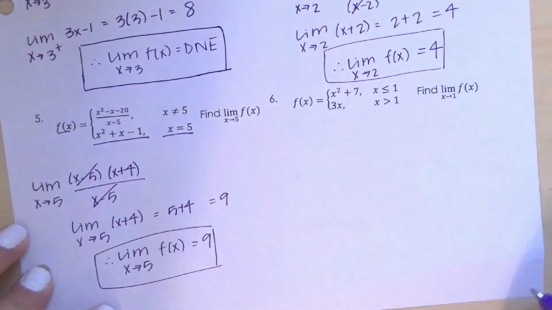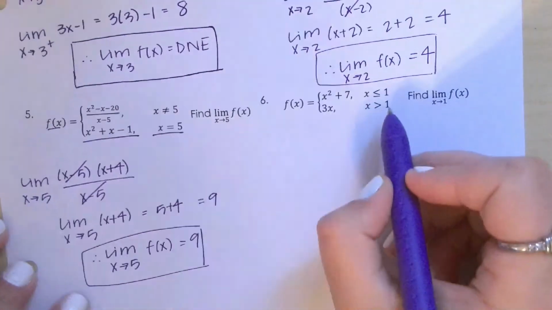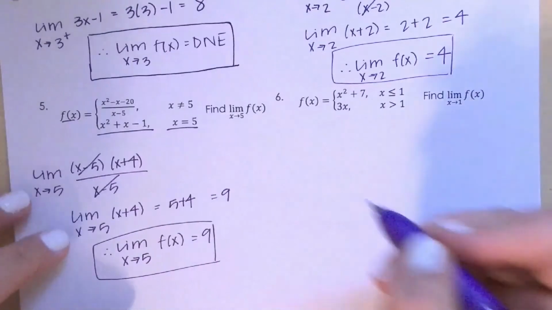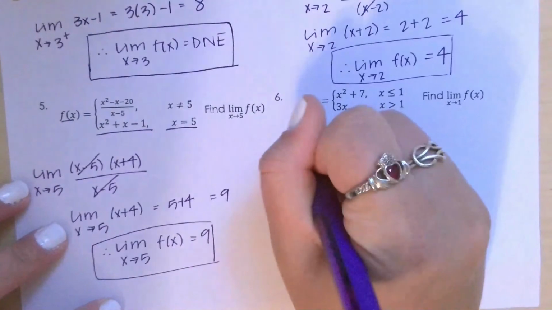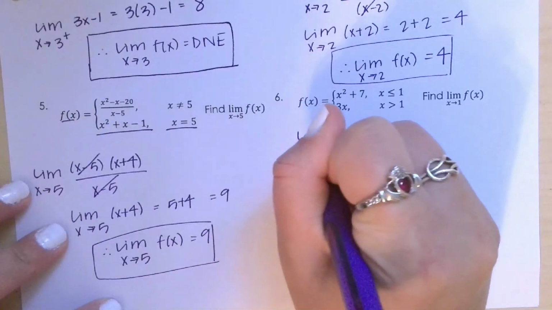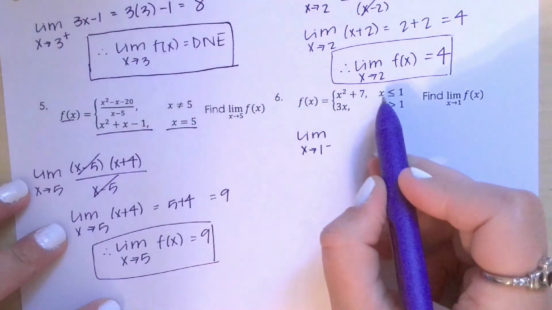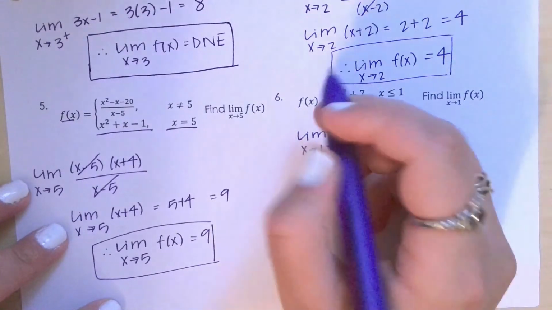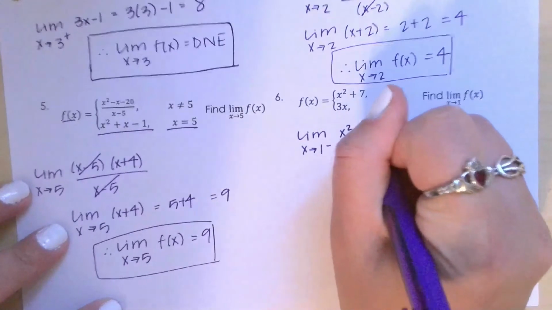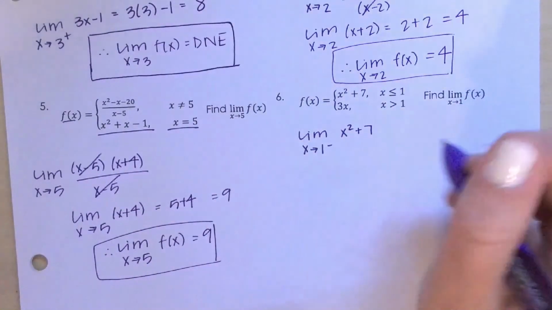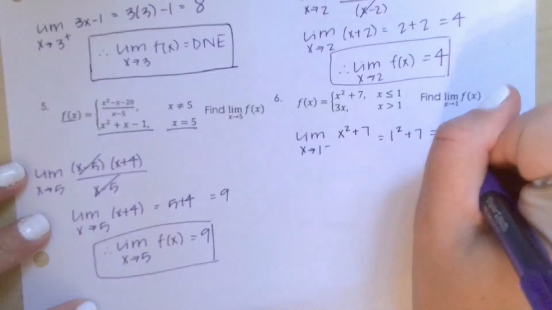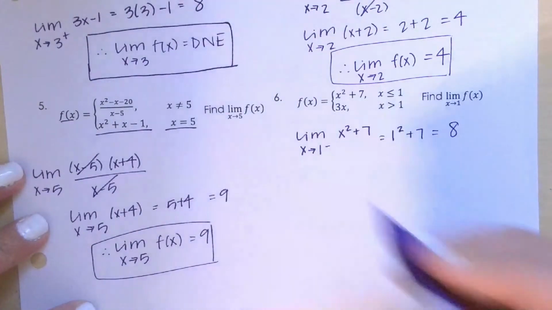So going on to this last example, we're back with our inequality. We're going to have to find our limit from the left and our limit from the right. We'll start with the left, the limit as x approaches 1 from the left. Again, left, less. So we need to use this function, this x squared plus 7. We substitute in, we get 1 squared plus 7, that's going to give us 8.